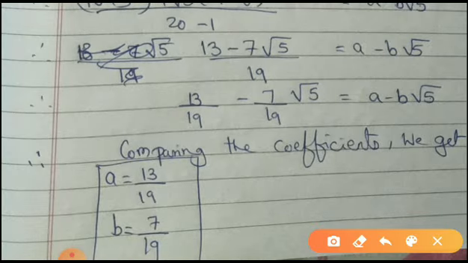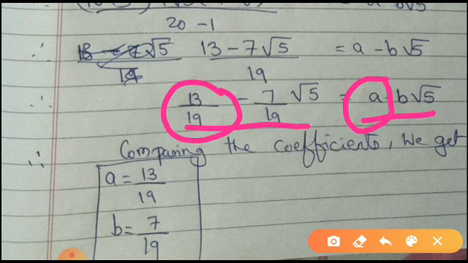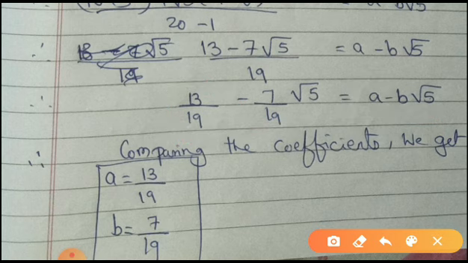Now, yes, I have got this. I have written it separately. Now compare the coefficients. You are going to compare the coefficients. Okay. That means your A was the constant term here. It is 13 by 19. Okay. Now next, it is root 5. Here it is minus B. Okay. Minus of B it is.